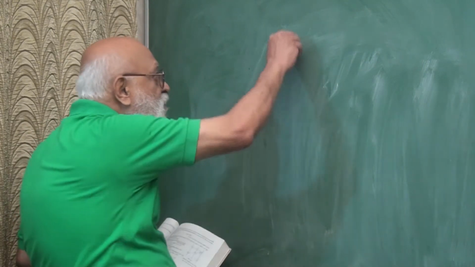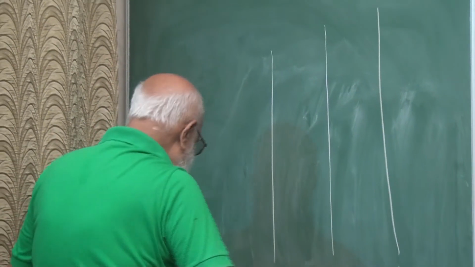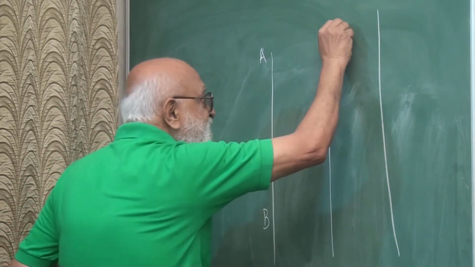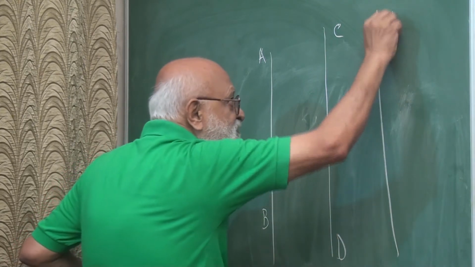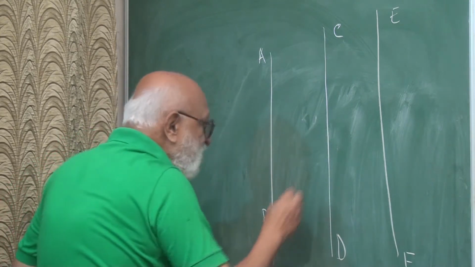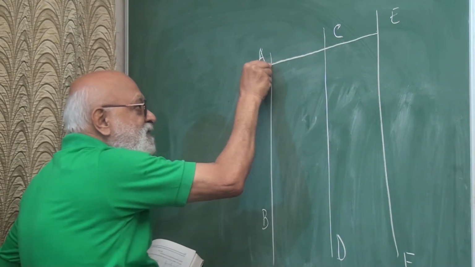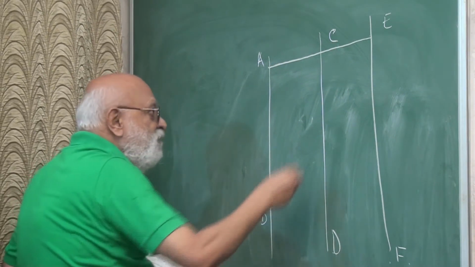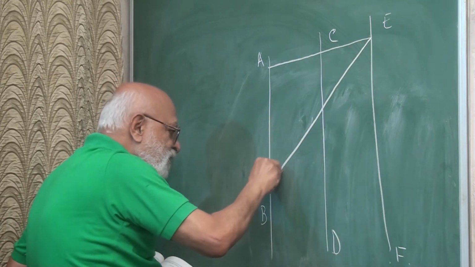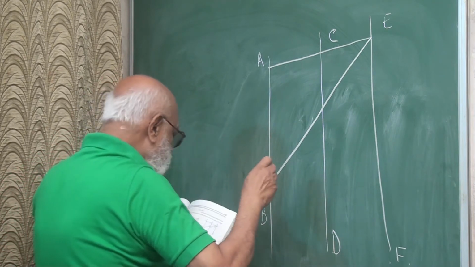It talks about 3 parallel lines. Let's mark them: one is AB, CD and EF. Now we have to draw one perpendicular from E to A. This is one perpendicular. Then we have to draw a transversal from A to B, E to B. So this would be B, this would be D.